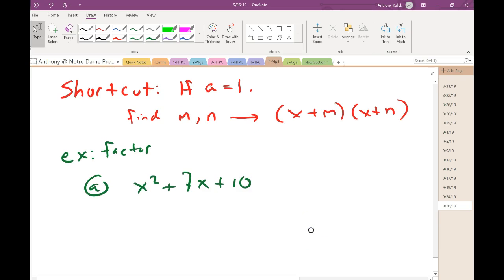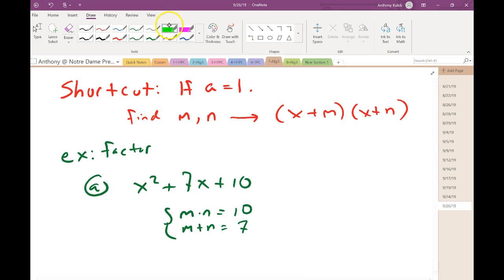Okay. So x squared plus 7x plus 10. We want to find the two numbers that multiply to give me what? One times 10, or 10. And they have to add to give me what? Seven.